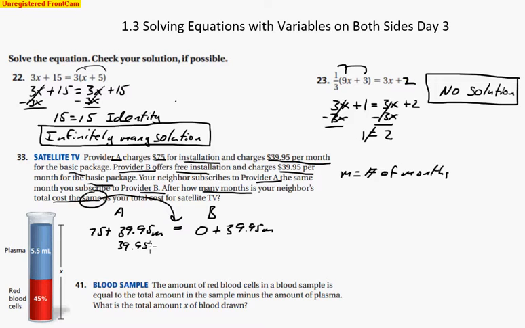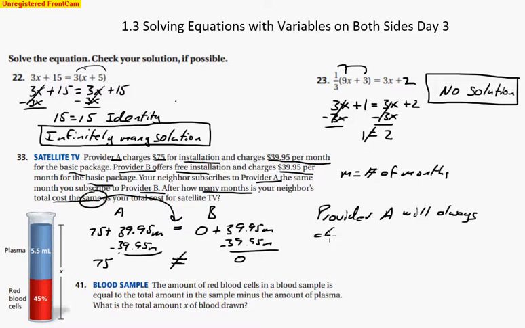So now we have this difference. Provider A charges the $75. Provider B charges no installation. So we will never have the costs be the same. So there is no solution. Provider A will always charge $75 more, because they had that initial charge. So this again was a no solution. We didn't have a solution. We couldn't find a value of m where they would charge the same, and so that's what our answer would end up being right there.